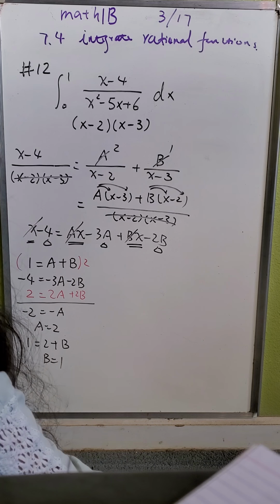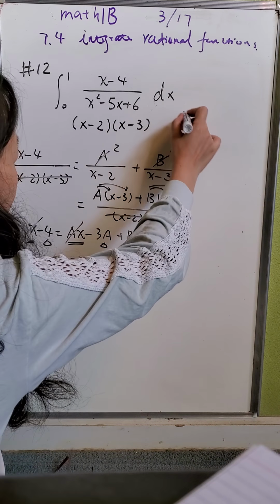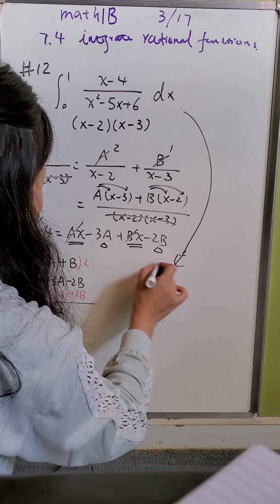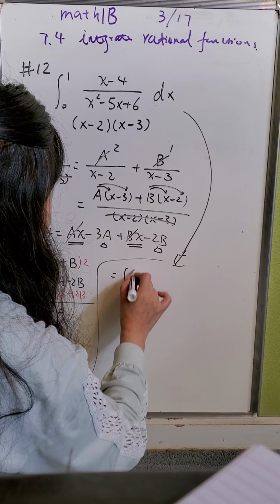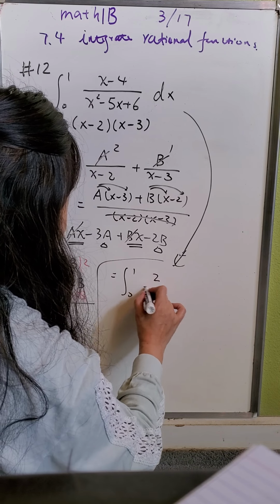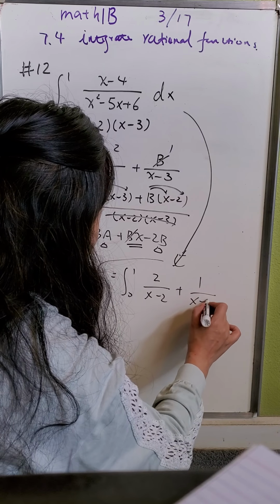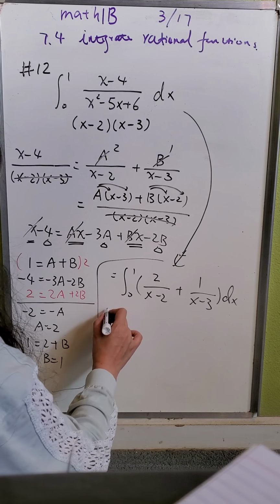So what do I do with it? Once I get here, I'm going to continue here, okay? I don't have enough room on the top, so this is my work here. So that becomes the integral from 0 to 1 of 2 over x minus 2 plus 1 over x minus 3, and this whole thing dx. Well, that's easy now.